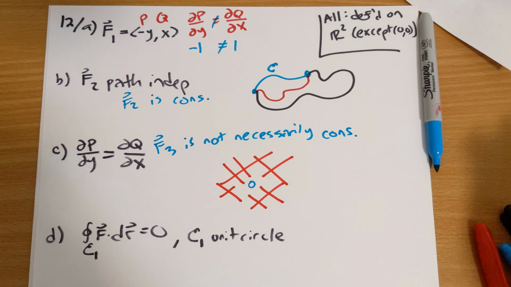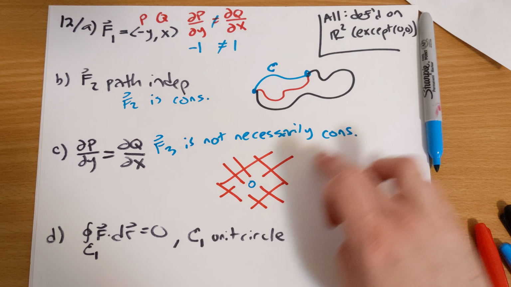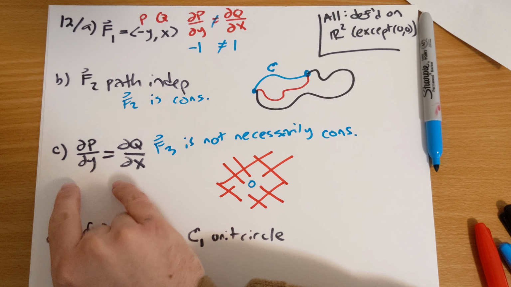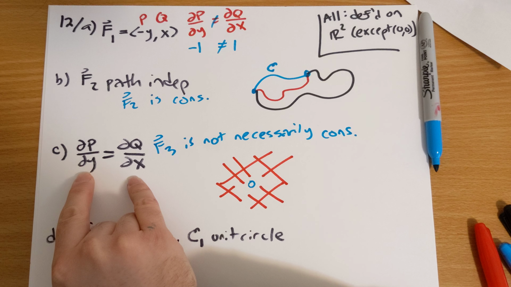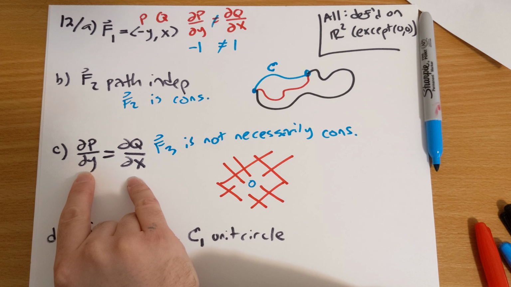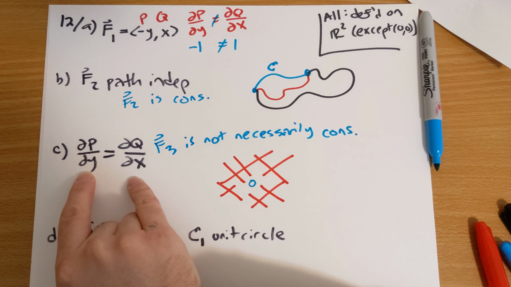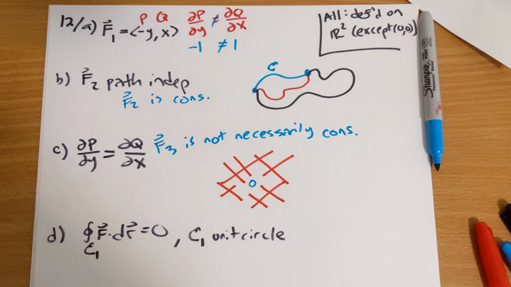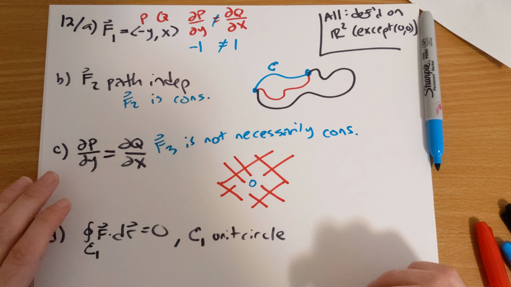Go back in class, there is a vortex field that we covered in our class notes, for which you had this equality of cross-partial derivatives, but it happened to be not conservative. So this is not necessarily conservative.